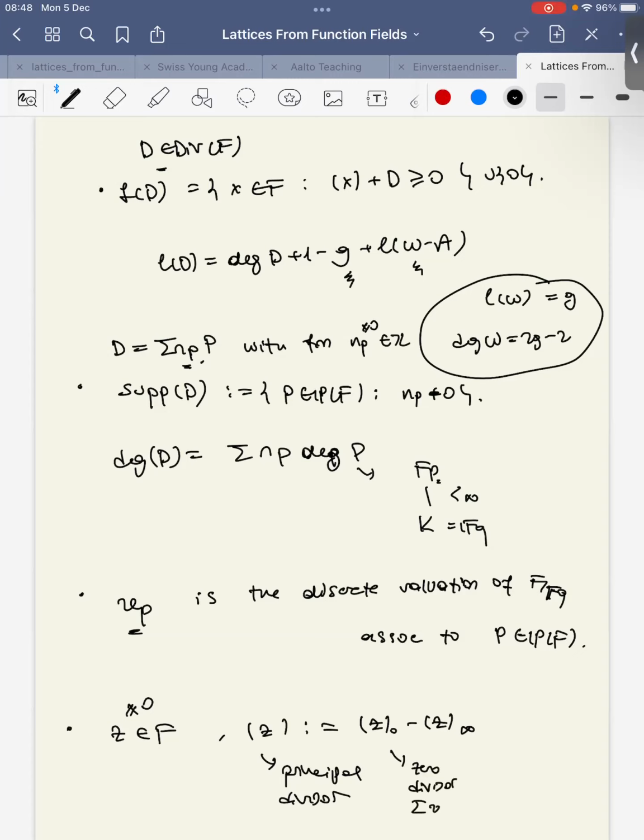Here, recall that the zero divisor is defined as the sum of v_P of z times P, where v_P of z is positive because P is a zero of z. And this is the pole divisor, which is defined as minus the sum of v_P of z times P, where the v_P of z are negative, because we want to encode all poles of z into a divisor. Note that both of them are positive divisors.